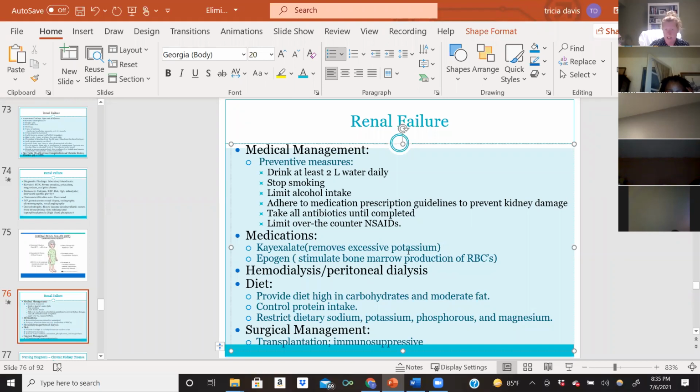Depending on what stage they're in, they might be getting hemodialysis or peritoneal dialysis. We're going to talk more about that. We want their diet to be high in carbs and moderate fats. We want to control their protein intake. We want to restrict their dietary sodium, their potassium, their phosphorus, and their magnesium. So they really have to monitor their diet. Surgical management, we could give them immunosuppressive medications if they had a transplant to keep it from rejecting. And then obviously we could do a transplant if that is necessary.